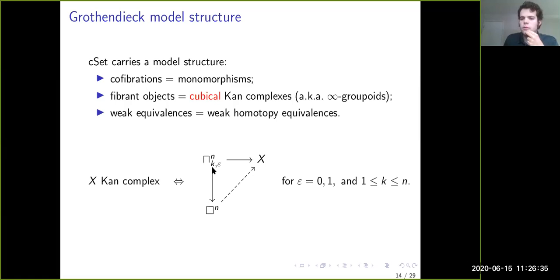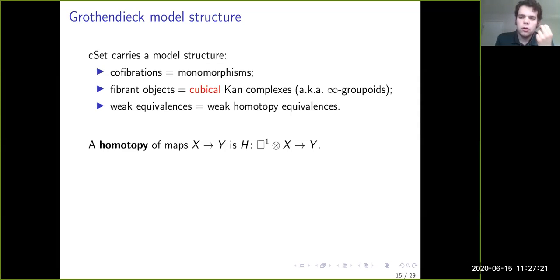These open boxes are certain cubical sets, which are defined in a way that's similar to how horns were defined for simplicial sets. To get the n,k,epsilon open box, we take the standard n cube and take the subcomplex of that which lacks the interior and the specific face k epsilon, because this is parameterized, as we see here, for epsilon either 0 or 1 and k between 1 and n. So this is really just the cubical analog of the definition of a Kan complex as a simplicial set.